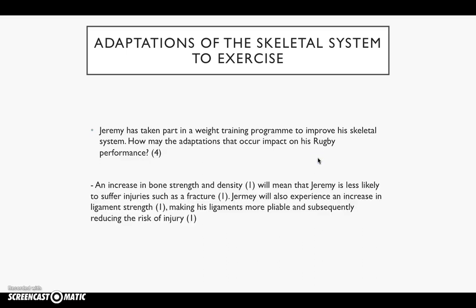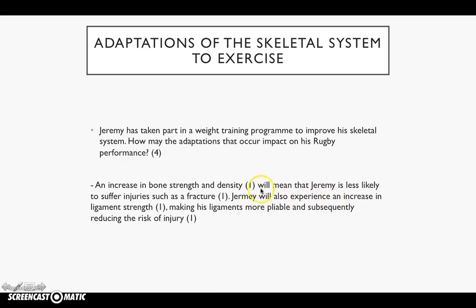Okay, so this is where you are getting your answers and your marks from. An increase in bone strength and density, 1 mark because you've explained one of the adaptations of the skeletal system. It will mean that Jeremy is less likely to suffer injuries such as fracture. That is 1 mark. That's how it's going to impact on his rugby performance. He's less likely to get injured, which means he can perform for the whole season potentially, which is going to make him potentially a better rugby player.